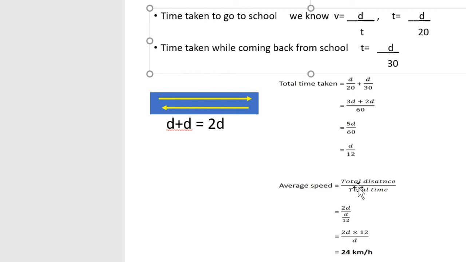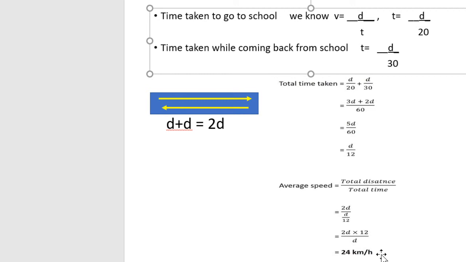What about the total distance? He goes to the school. What distance does he travel? d. He comes back from the school. What distance is he traveling? Again d. So the total distance is going to be d plus d, which is 2d, right? So now just substitute all these values. 2d will be the total distance and d upon 12 is going to be the total time. If you solve it, you will get 24 kilometers per hour. So this is the average speed.